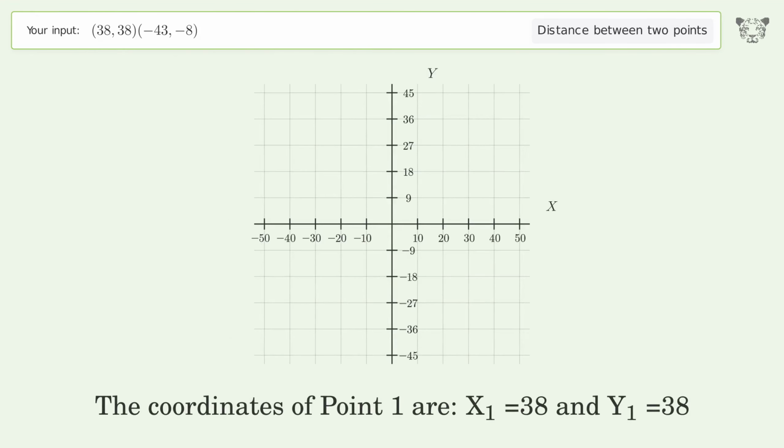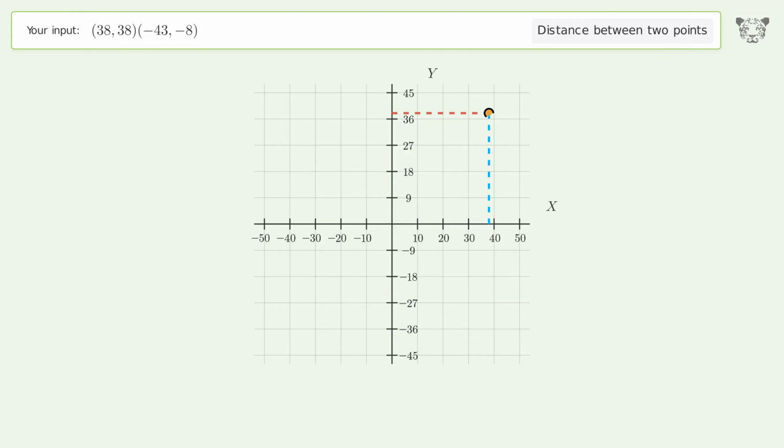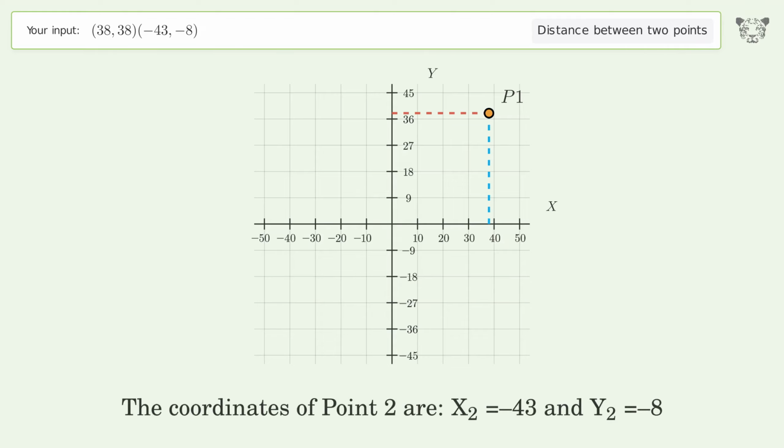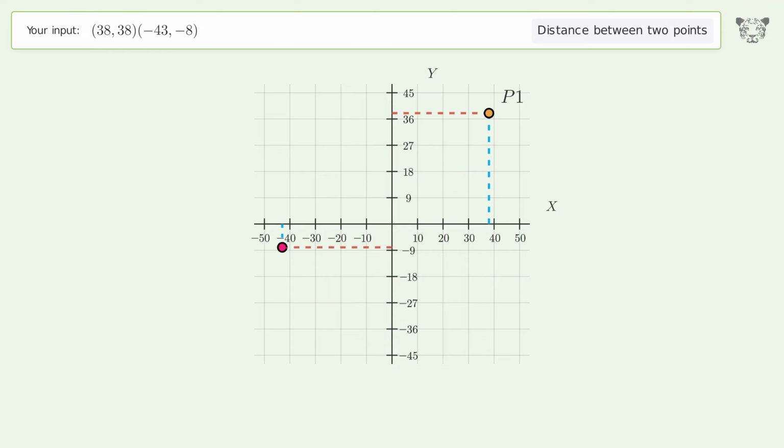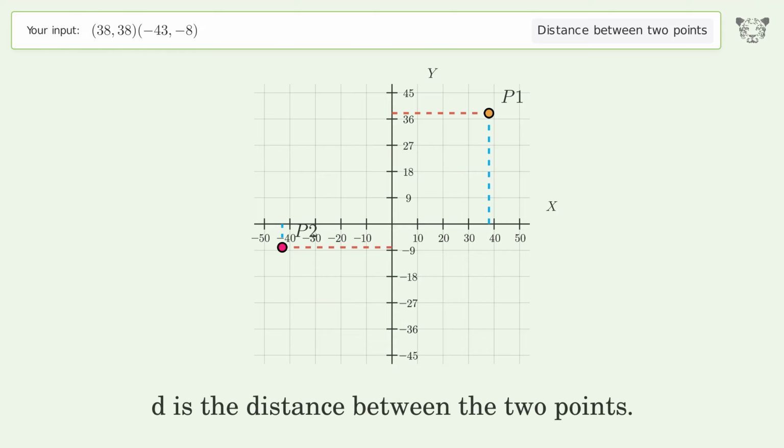The coordinates of point 1 are x1 equals 38 and y1 equals 38. The coordinates of point 2 are x2 equals negative 43 and y2 equals negative 8. D is the distance between the 2 points.